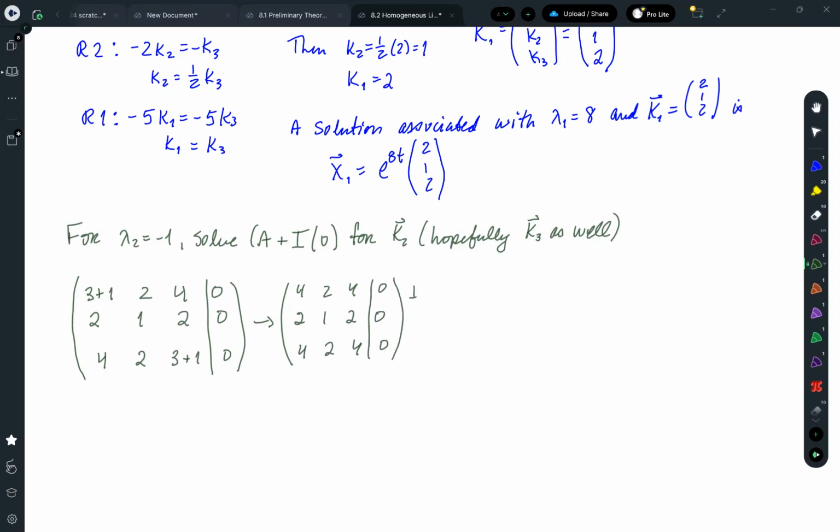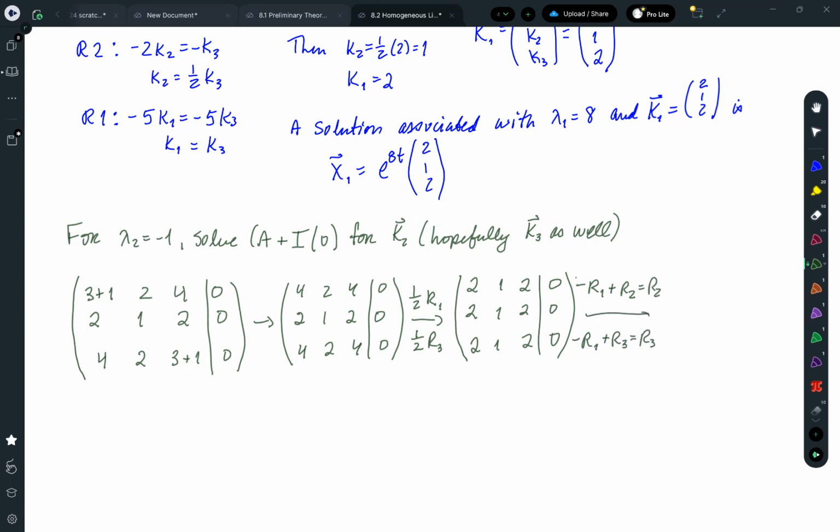If I multiply row 1 by a half, and I multiply row 3 by a half, what ends up happening is we have 2, 1, 2, 0, 2, 1, 2, 0, and 2, 1, 2, 0. These are all the same equation. So if I take a negative row 1 plus row 2 equals our new row 2, and I take a negative row 1 plus row 3, that'll give us a new row 3. I can do these at the same time, and I only do that when it's very obvious, okay?